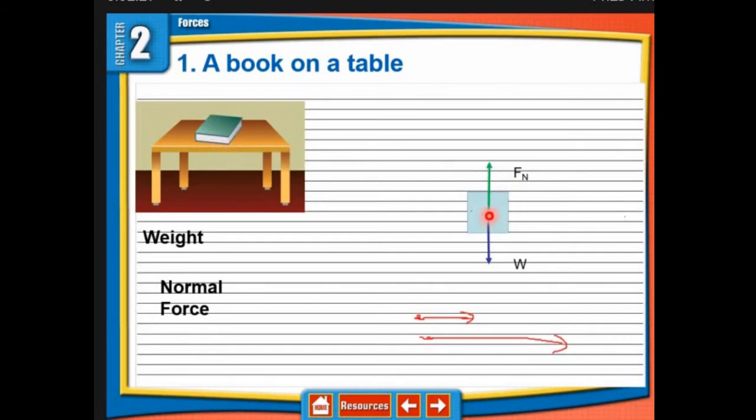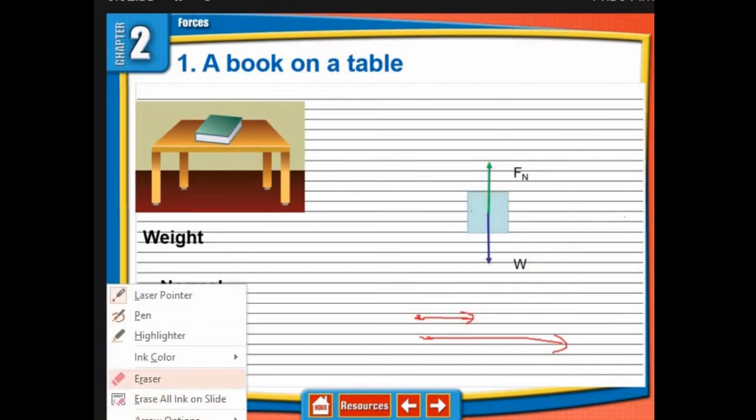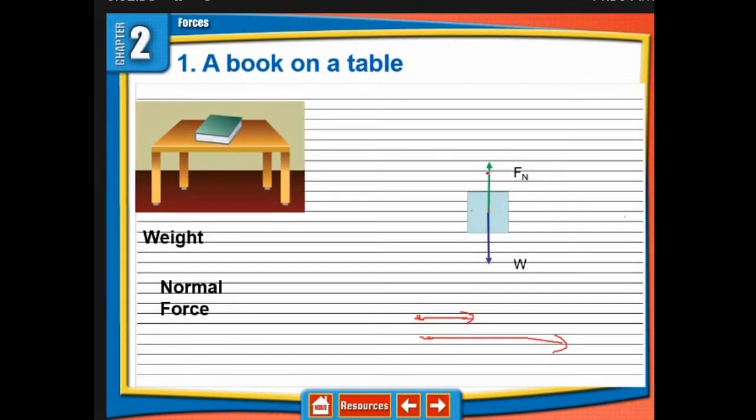But what if the normal force is longer than the weight? What if, let's say, I have this. If it's longer than the weight, what will happen? This book would levitate. It would fly, and that's scary.